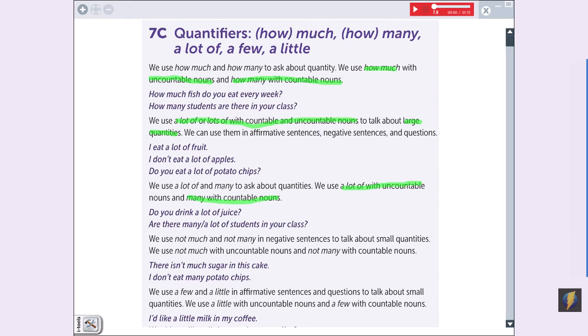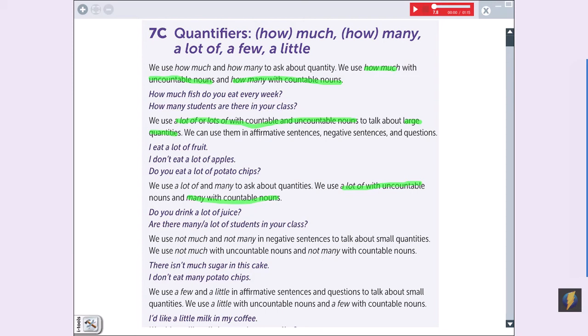I don't eat a lot of apples. Do you eat a lot of potato chips? So you see we have affirmative, negative, interrogative. We use a lot of, and many to ask about quantity. And we use a lot of with uncountable nouns and many with countable nouns, okay?